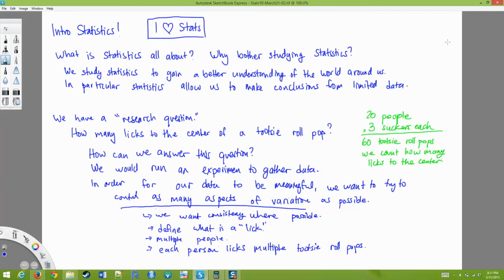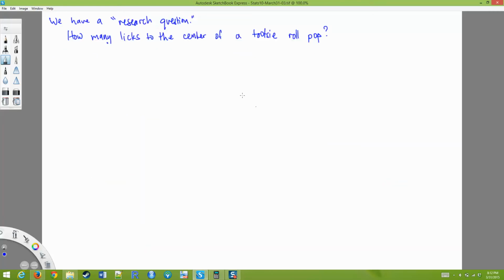Okay, so this question, how many licks to the center of a Tootsie Roll Pop? This is what we're going for. We're trying to answer this question about something called the population. We want a quote-unquote definitive answer here. So how many licks to the center of a Tootsie Roll Pop? The best answer we can come up with, the best answer would be the average number of licks to the center, right?